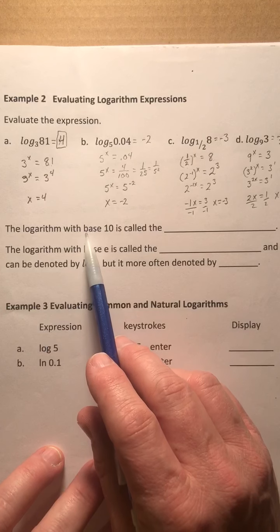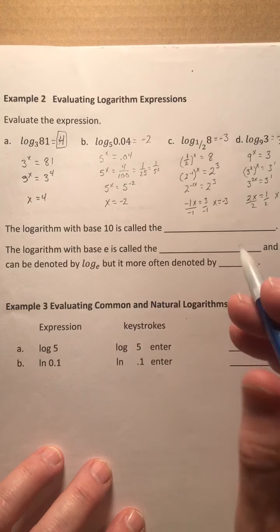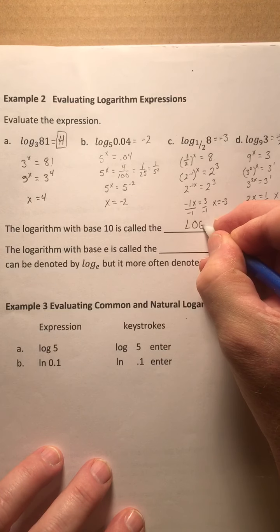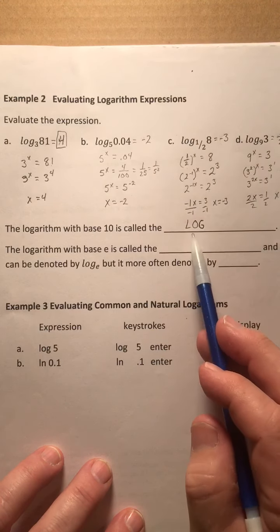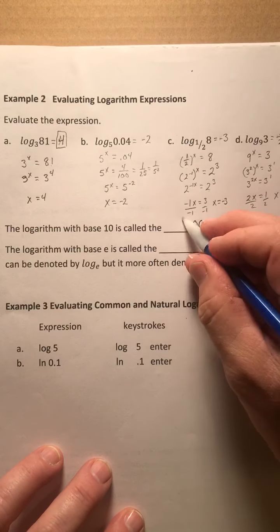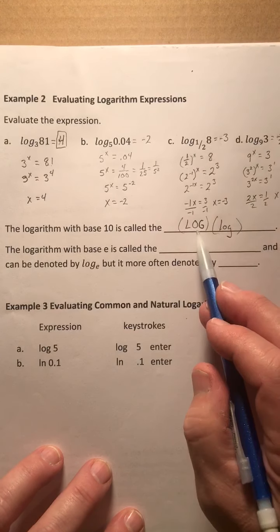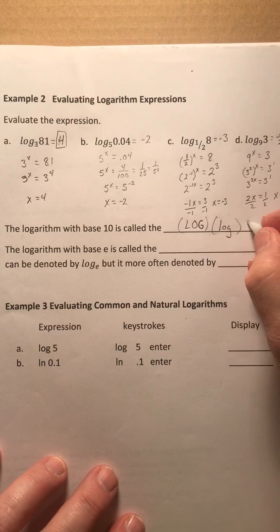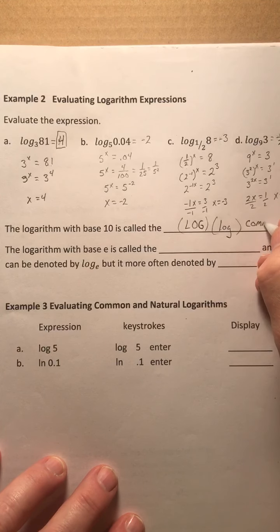All right, here we go. The logarithm of base 10 is called log. Anytime you see the word log written by itself, with nothing else beside it, that means it is log base 10. Okay? So anytime you see that word log written by itself, that is log base 10. That is also called the common log.